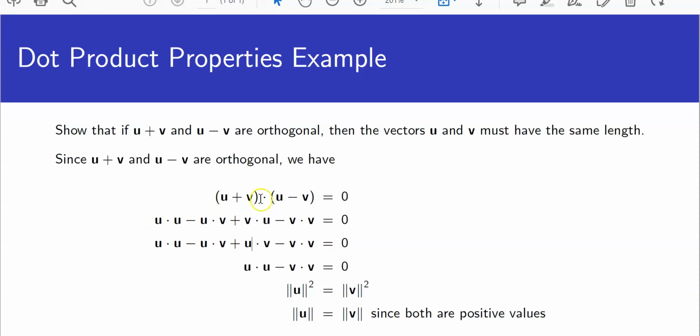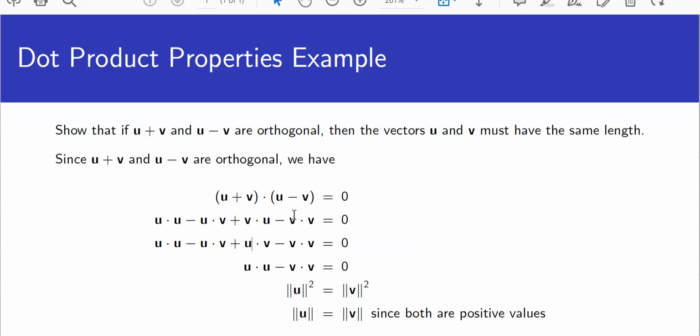We have u dotted with a negative v, so that's the same thing as minus u dot v. We've got a v dotted with u, so we got a plus v dot u here. And then we've got a v dotted with a negative v, so we've got a minus v dot v. So that's just using the distributive property of the dot product with respect to vector sums.